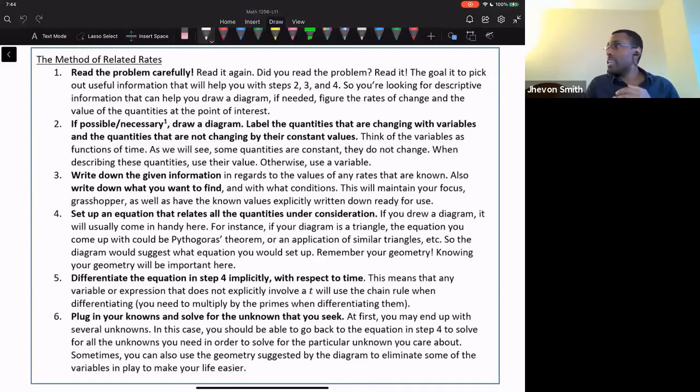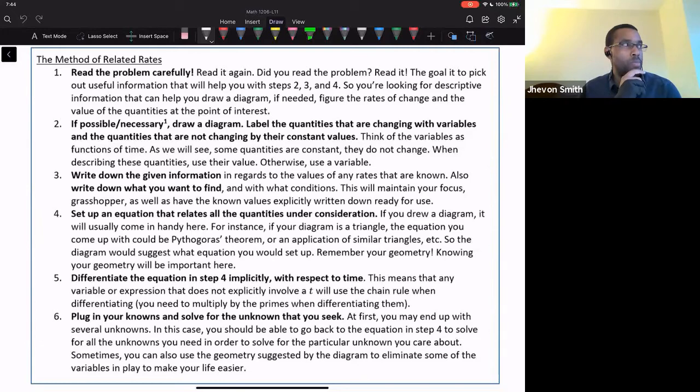So if you're in a related rates problem and they told you, oh, here's the equation, then you don't need a diagram. You already have the equation, right? The point of the diagram is to help you set up the equation and to know how things are changing. So if you're already told the equation, you won't need a diagram, chances are.